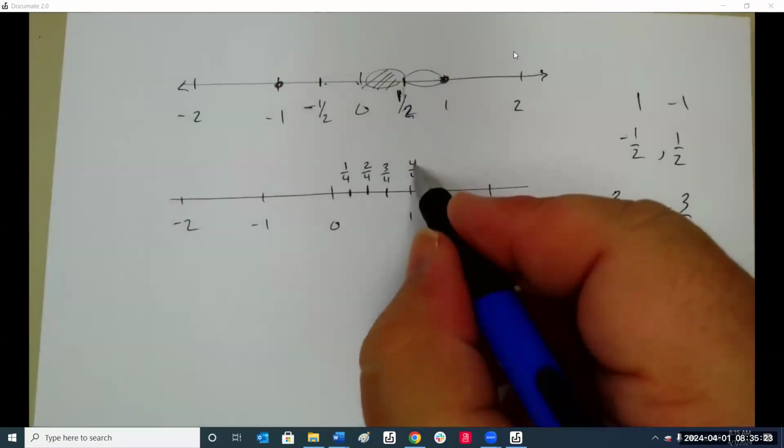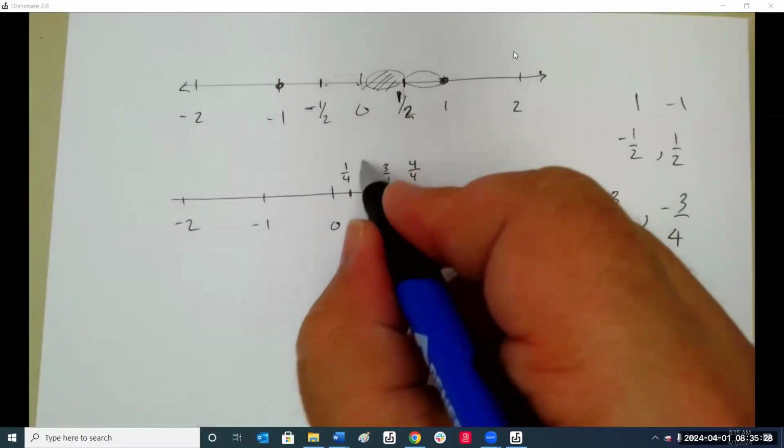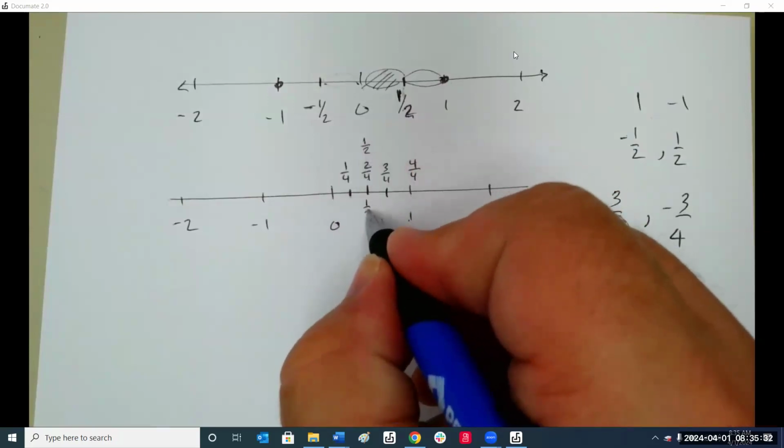How many times does 4 go into 4? One time. How many times does 2 go into 4? 2 goes into 2 once, 2 goes into 4 twice, so this is 1/2.